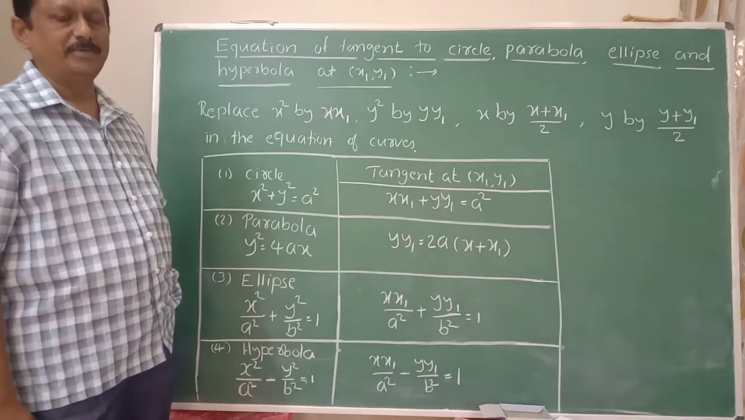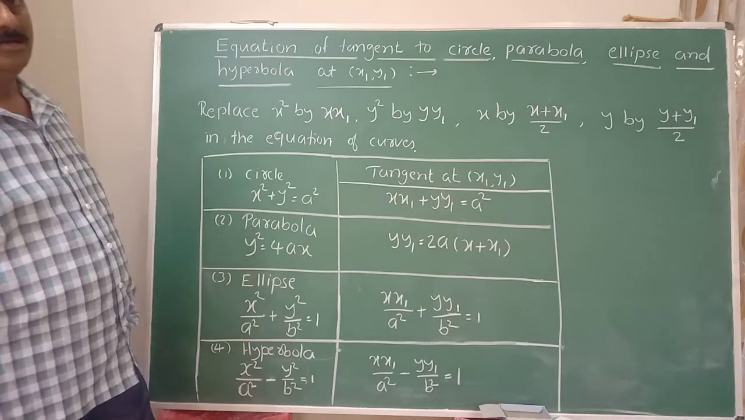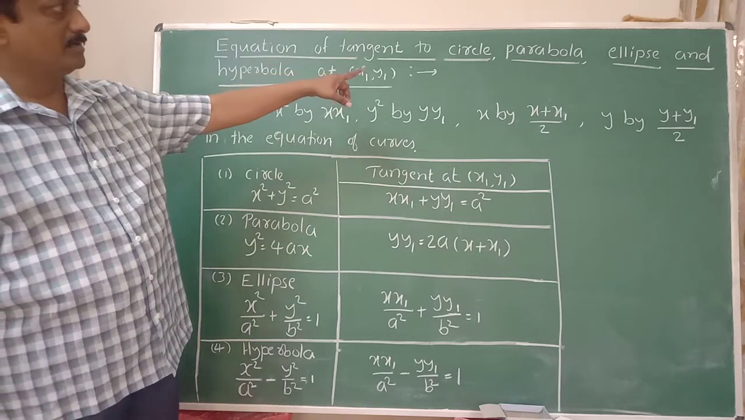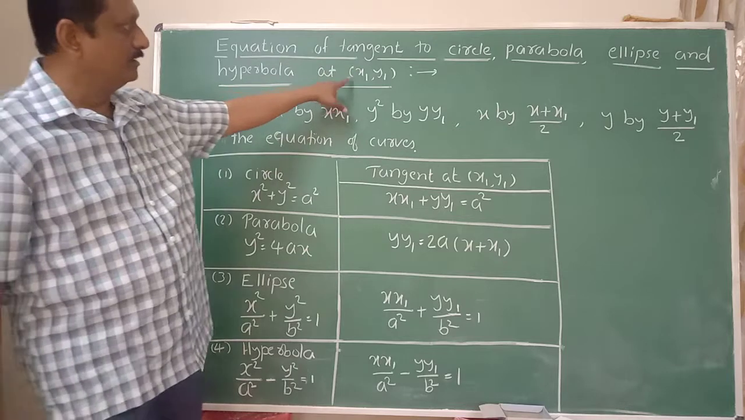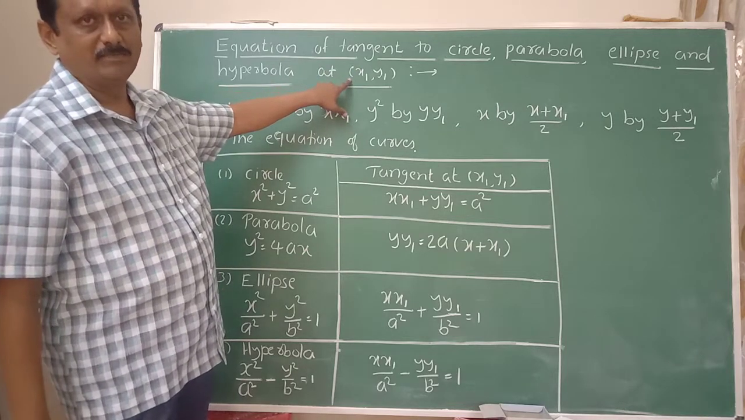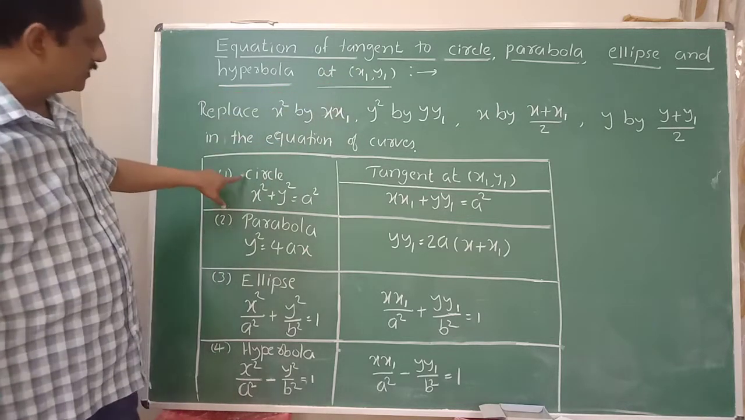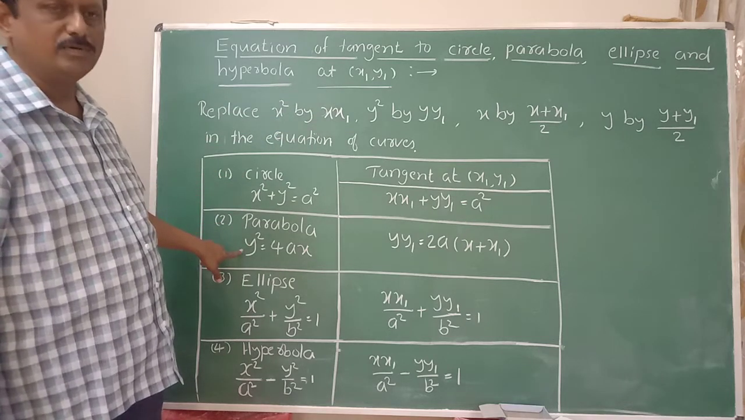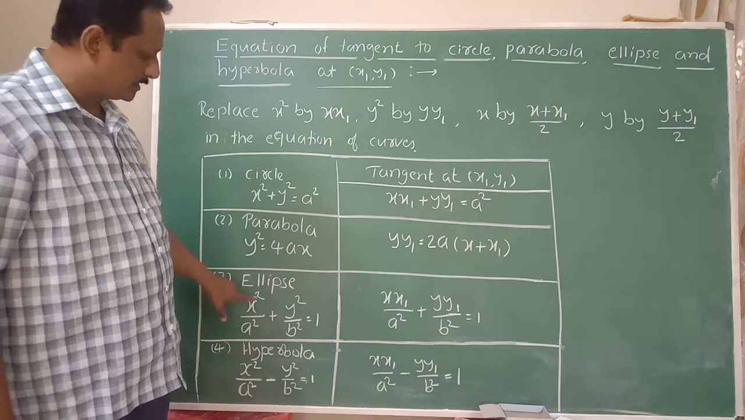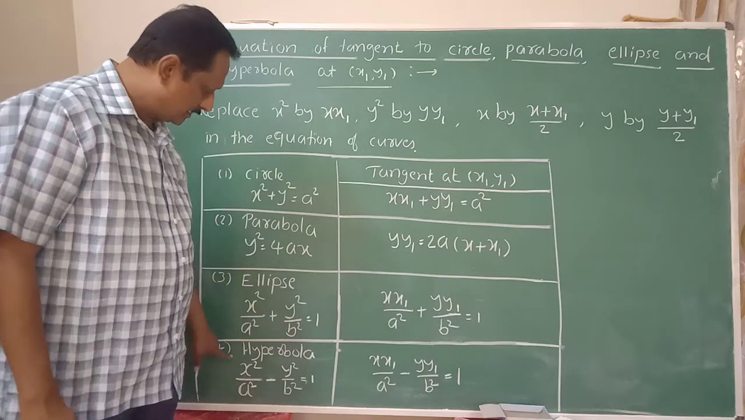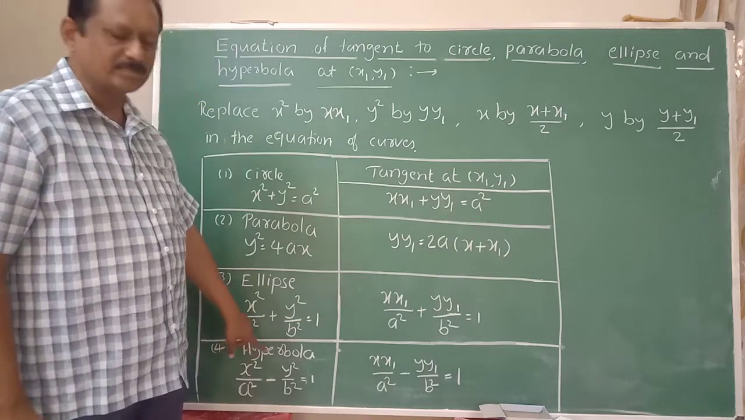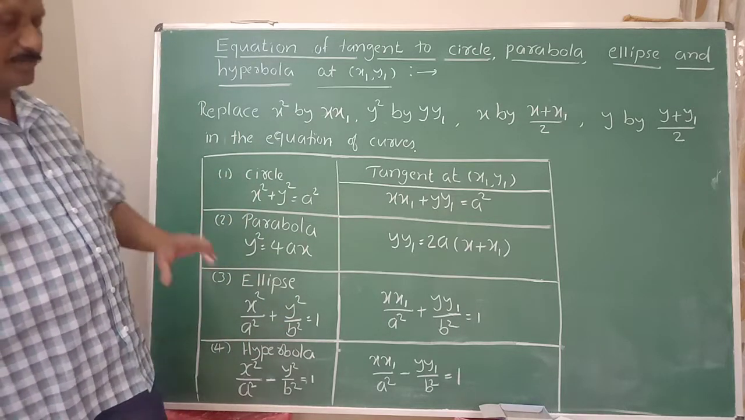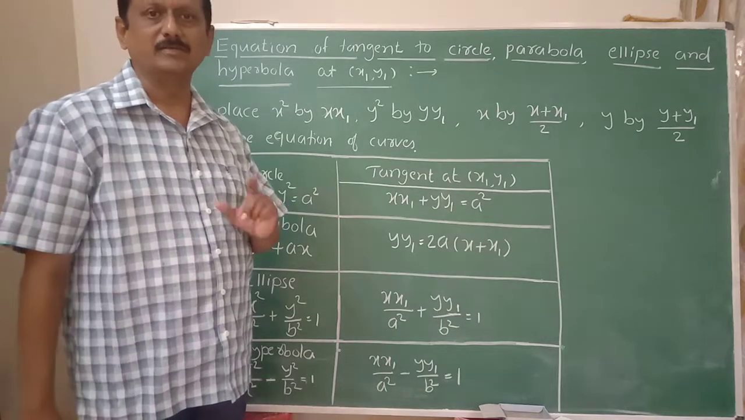So now I am explaining examples on tangent only, the equation of tangent to the parabola, circle, ellipse, hyperbola at the point x1, y1. The equation of circle is x square plus y square equal to a square. Parabola y square equal to 4x. Ellipse x square by a square plus y square by b square is equal to 1. Then hyperbola x square by a square minus y square by b square is equal to 1. These are different conic sections. Here you have to find the equation of tangent at the point x1, y1.